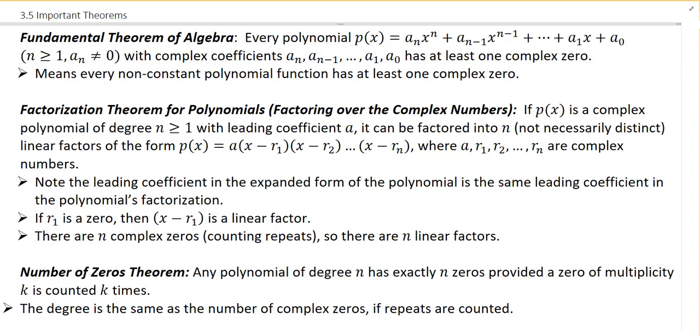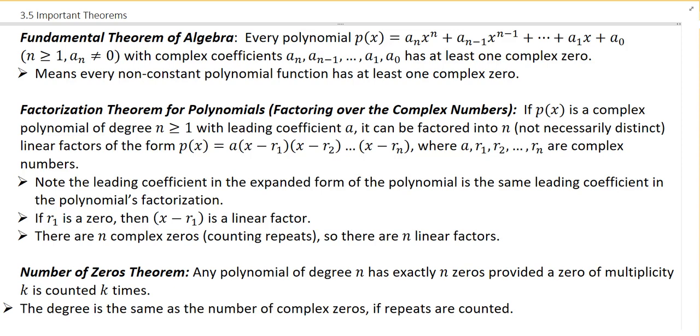But complex numbers are numbers that include every number that you're used to working with: fractions, decimals, radicals, irrational, rational, imaginary, all of those. And so this says there's at least one complex number if you have a polynomial that's non-constant. So then the next theorem is called the factorization theorem for polynomials, and in particular it's talking about factoring over the complex numbers. Later we'll talk about factoring over the real numbers, which is slightly different.